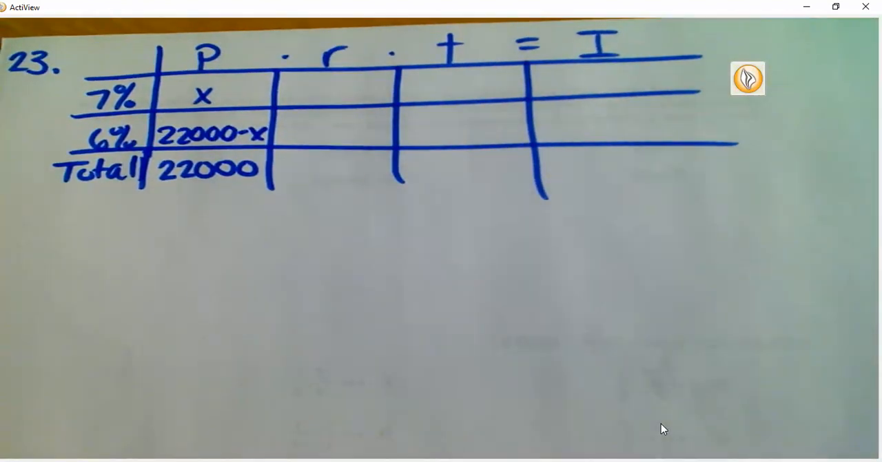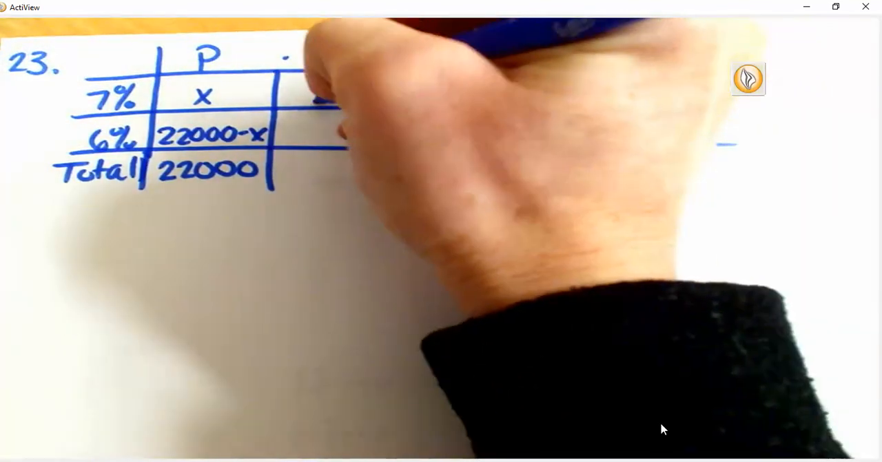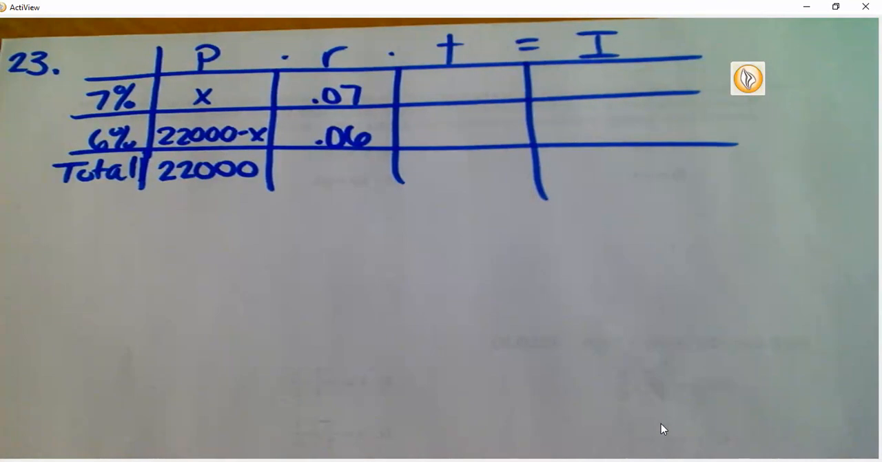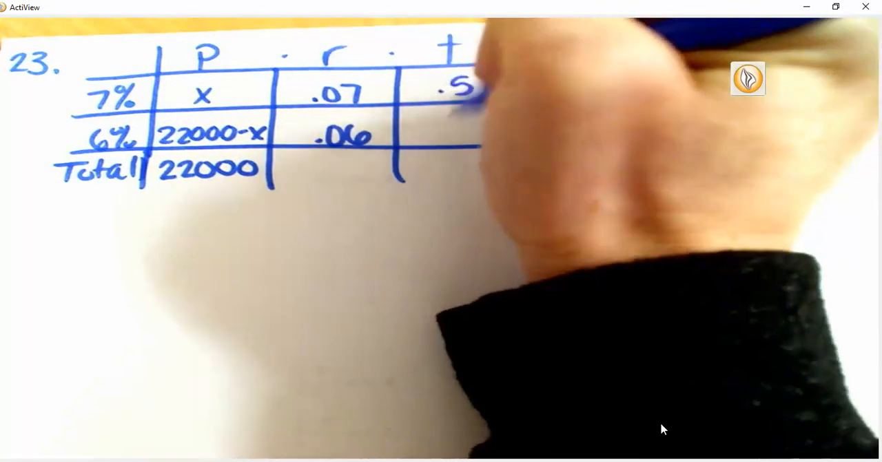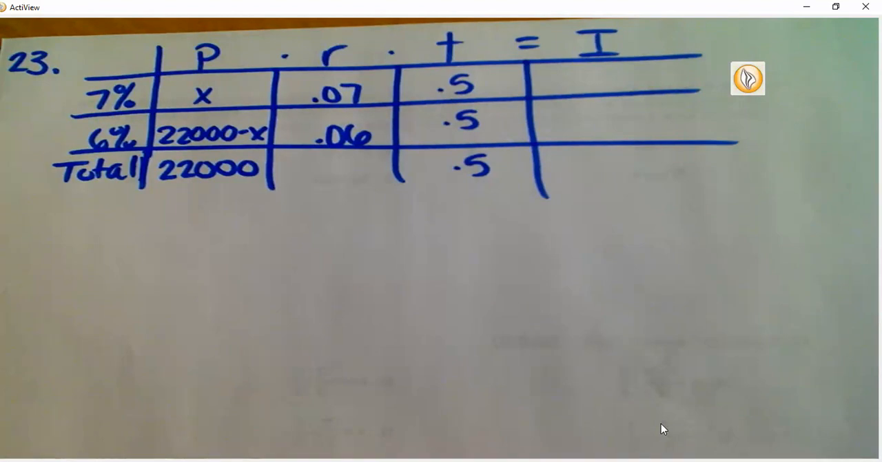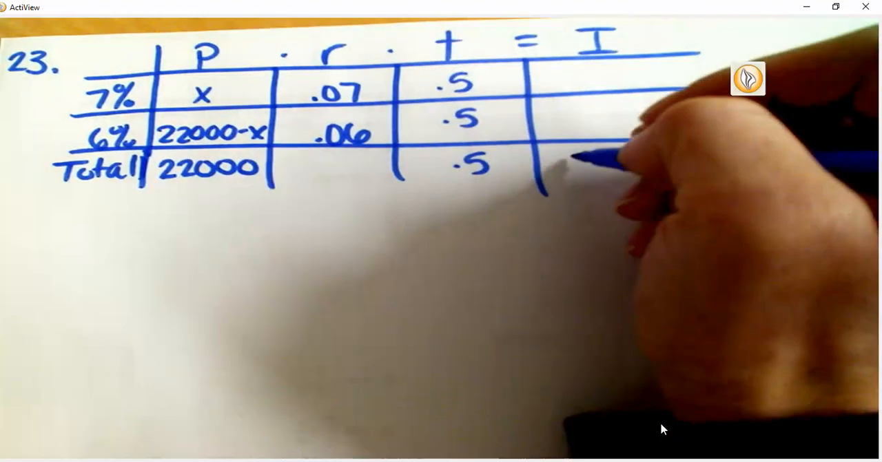Okay, rate. 7% would be 0.07, 6% would be 0.06. Did I give you a rate for the overall thing? Okay, so we'll just leave that blank. Time is always in years. Most of the time, I would say annual interest, which annual just means 1 year. This time I switched it up on you. I said 6 months. So what would my time be? 0.5, half a year. Okay, and then at the end of it, he received $710. What is that? Total interest.